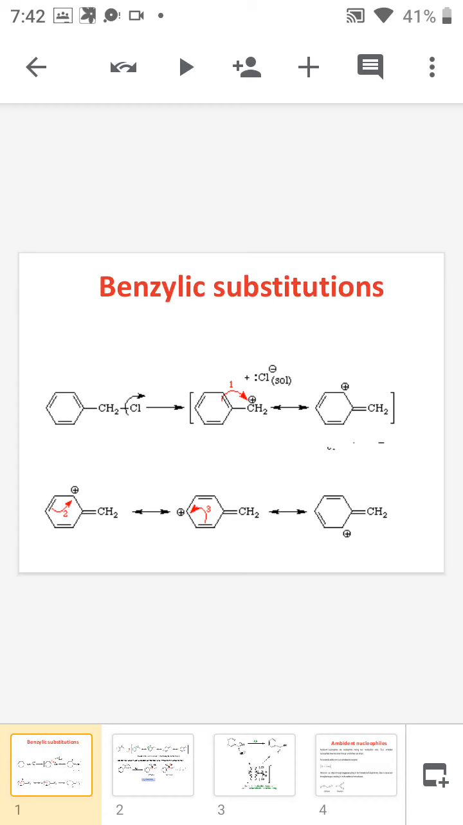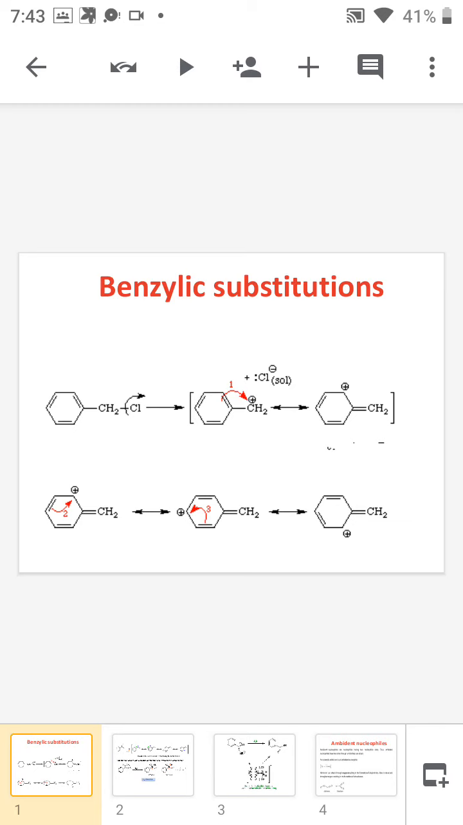In the SN1, you know that the nucleophilic substitution reaction undergoes through a carbocation, formation of the carbocation. Here in this example, our substrate is C6H5CH2Cl and the chlorine is the leaving group. Chlorine is liberated from the reaction site as Cl- ion. So a benzylic carbocation is generated.